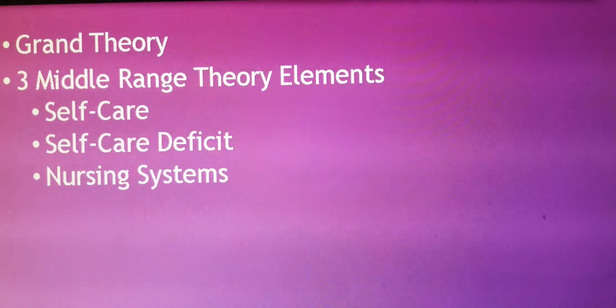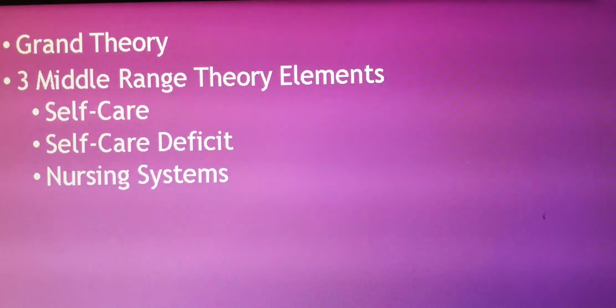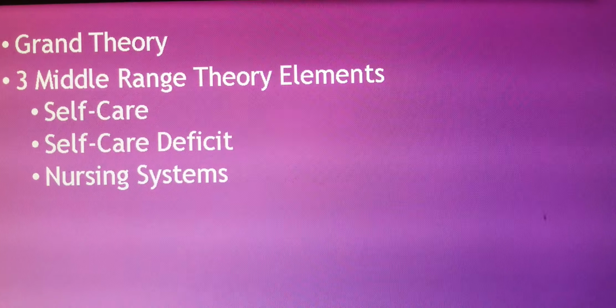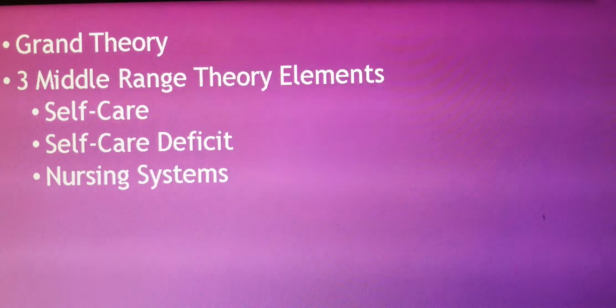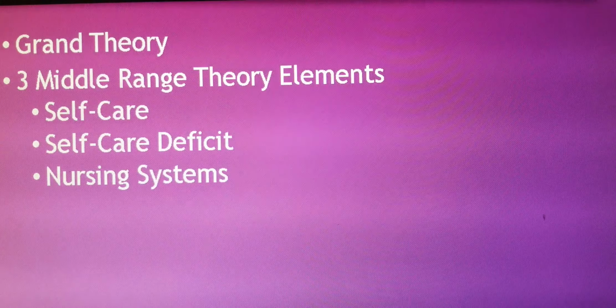The self care deficit nursing theory is Orem's grand theory. It is composed of three interlinking middle range theories: self care, self care deficit, and nursing systems. The theories are applicable when the demand of self care is greater than the individual's ability to satisfactorily attain it. Basically, a deficit in self care requisites brings about a need for nursing care.